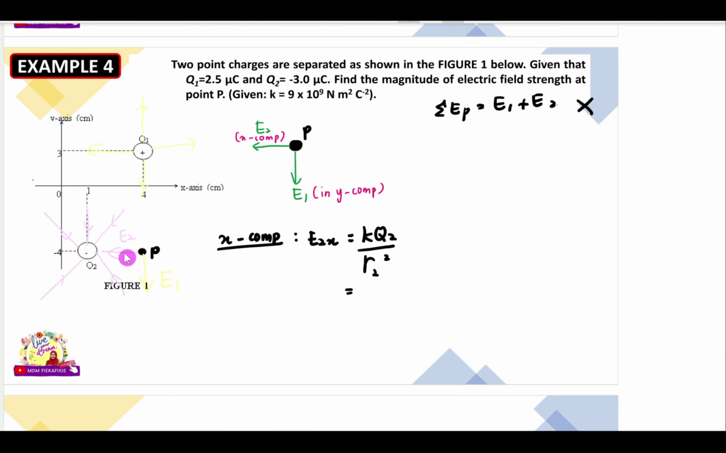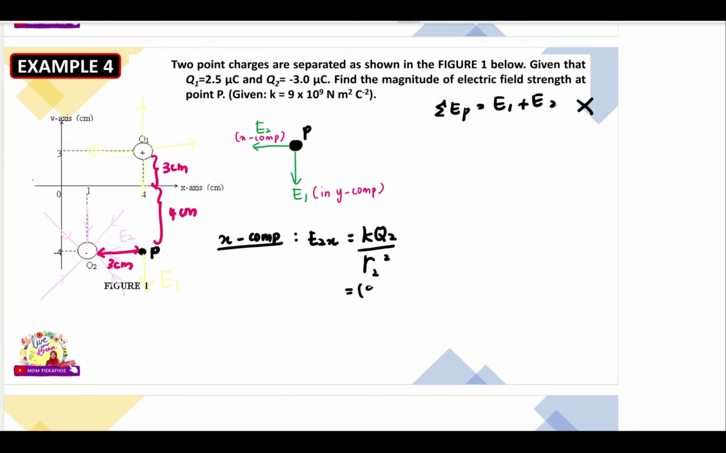Dekat sini dia ada trik dia sikit lah sebab soalan bagi dalam bentuk koordinat. Kalau dekat sini 1 cm, dekat sini 4 cm, 4 tolak 1, jarak antara P dan Q2 adalah, sepatutnya adalah inilah. Okay, iaitu 3 cm. Okay, sama juga dengan P dengan Q1. Kalau sini adalah 3 cm, tambah lagi 4 cm. So, jarak antara Q1 dan juga point P ini adalah 7 cm. Okay, so jangan tersilap dekat situ.